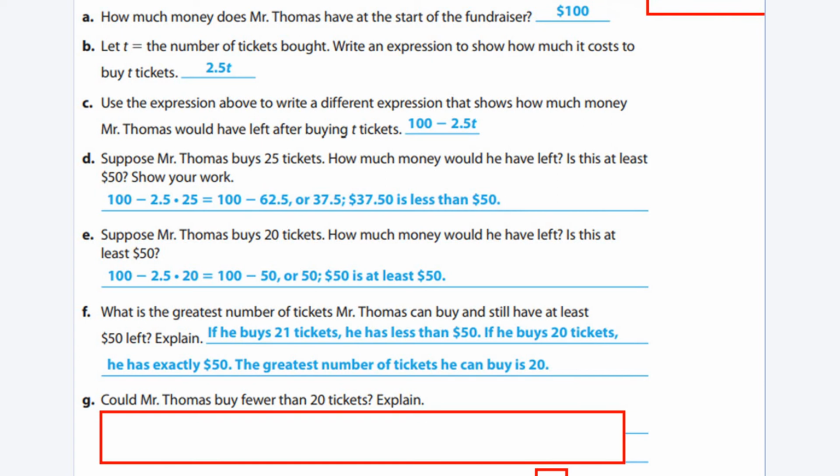Okay? Notice what they did. They didn't just look at 20 and say, oh, it's 50. They also tried it out with 21. I would also try it out with 19 just in case to make sure we get that.